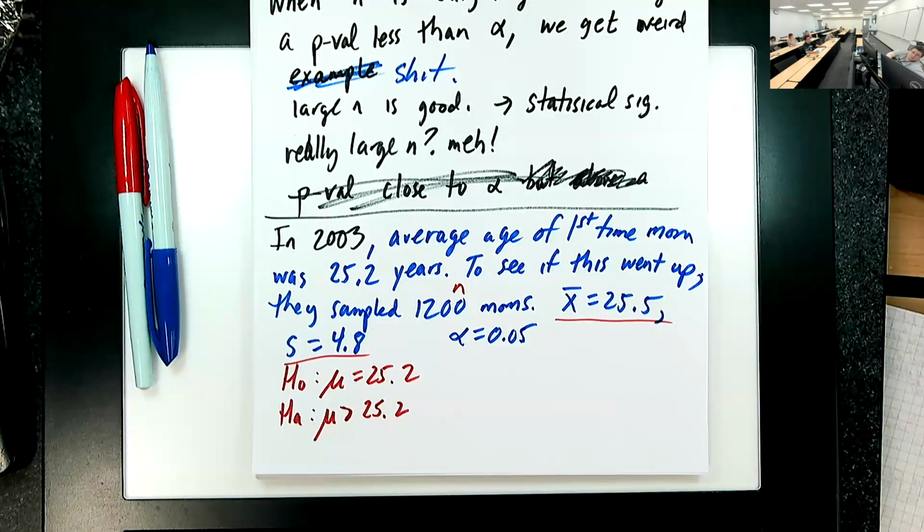Wait, why is mu greater than? Because it says they went up, to see if it went up. Okay, they think it's gone up.